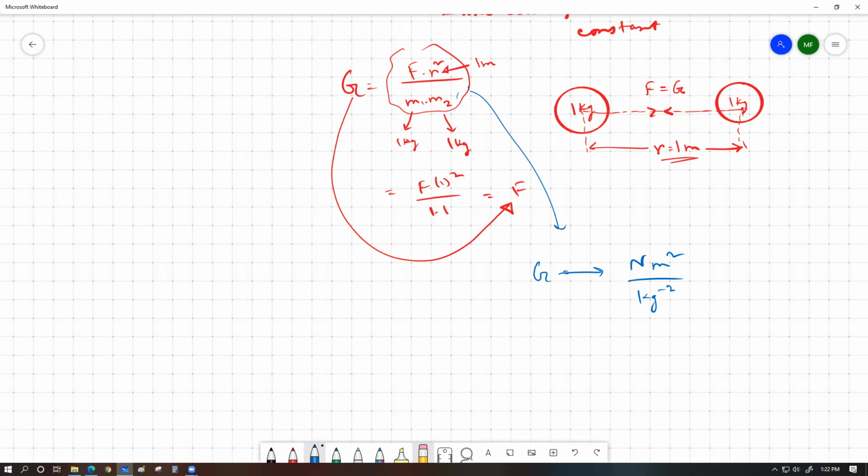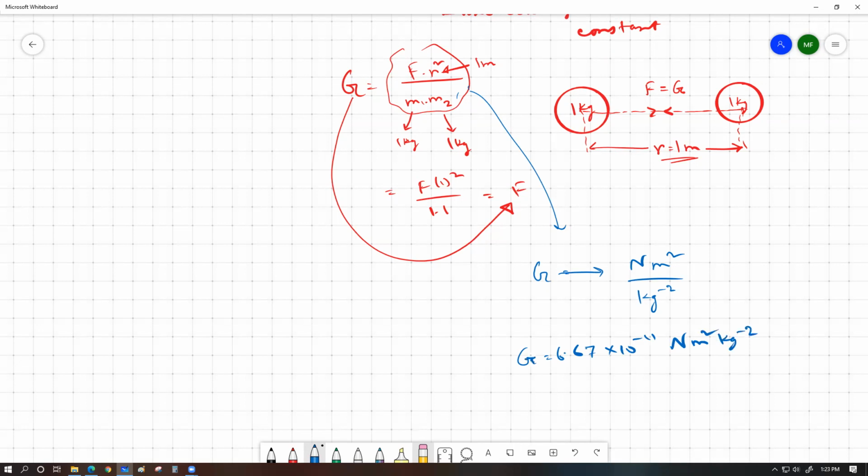By repeated and different designs of experiments, the value of G has been all around accepted to have a constant value of 6.67 into 10 to the power minus 11 Newton meter square per kg square. You don't have to memorize this value.